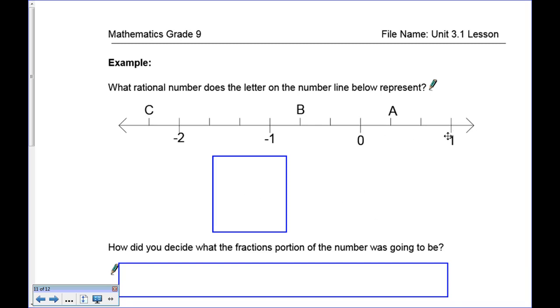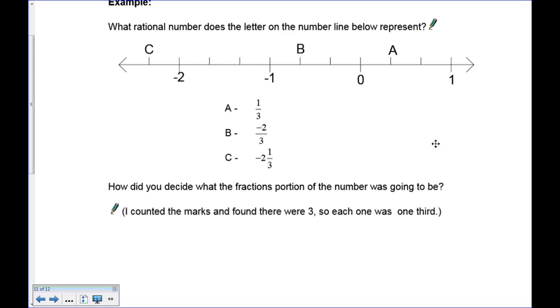So this is 0, so I'm going to the positive side, so A is going to be 1/3. B is on the negative side, so there's negative 1/3, negative 2/3, so B is negative 2/3, and C would be negative 2 and 1/3 there. How did I decide what was going to happen? I counted and found out that they're separated by 3 equal spaces, so that means I'm working in thirds, and I decided to use fractions here.